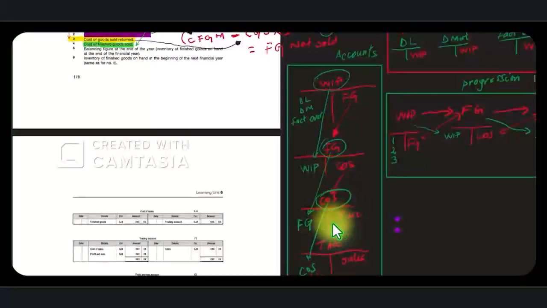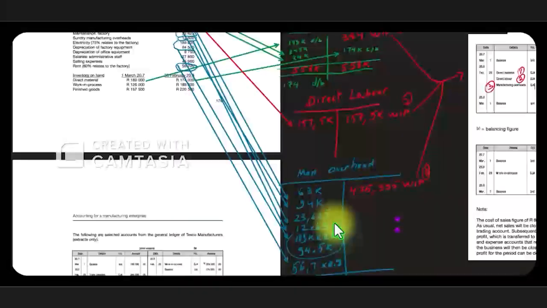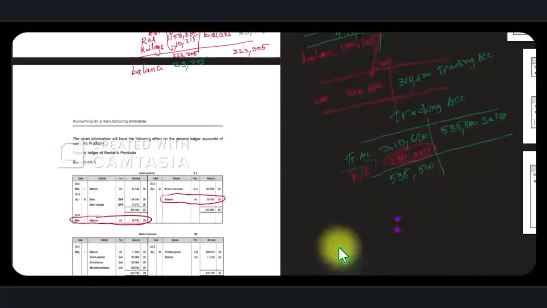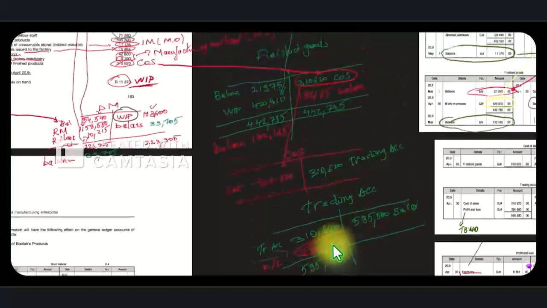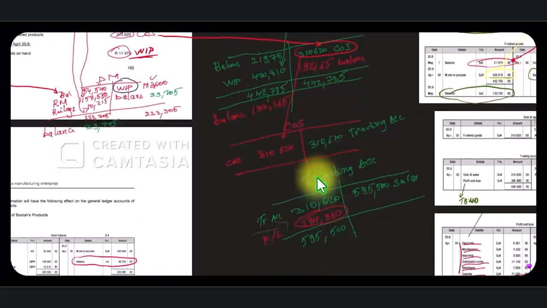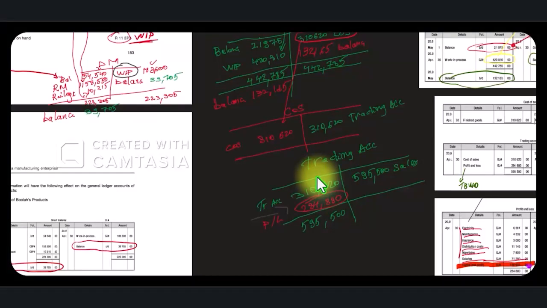Let me remind you again, there is a reason why we're including the trading account: we need to cover the cost of sales. In order for us to determine whether we made a profit or a loss when we are trading, we need to cover the cost of sales. That's why you will have cost of sales that came from the finished good. As you can see, this came from the finished good, and on the other side, this needs to be traded and matched in order for us to break even, right?